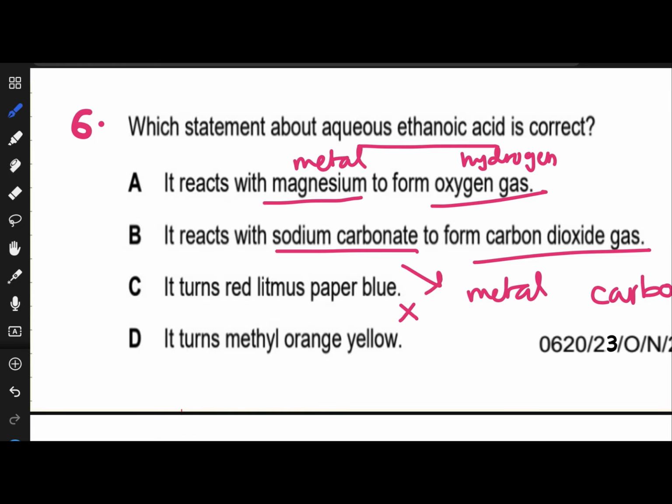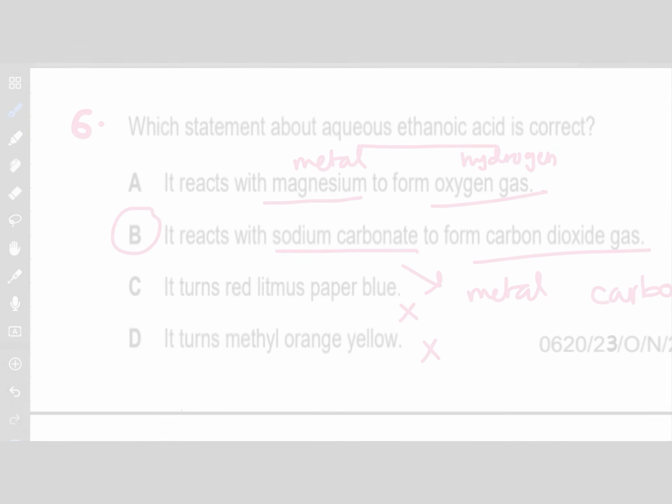That is wrong. The acid turns blue litmus paper red. It turns methyl orange yellow. This topic we're going to study in a later chapter, but for now remember that the acid makes the methyl orange red, not yellow. So the right answer here is B.